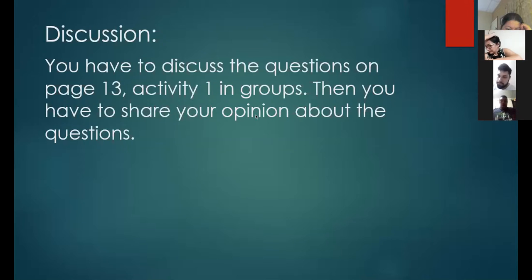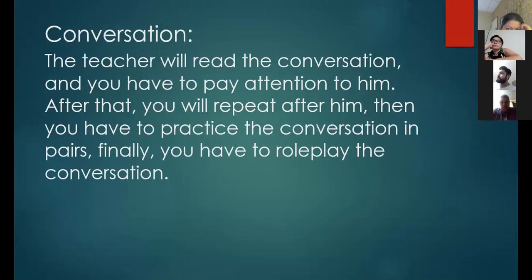Okay, what we're going to do is move on to the next part. In this case, we have the conversation. I will read the conversation and we're going to practice the conversation. Then we are going to practice in pairs.